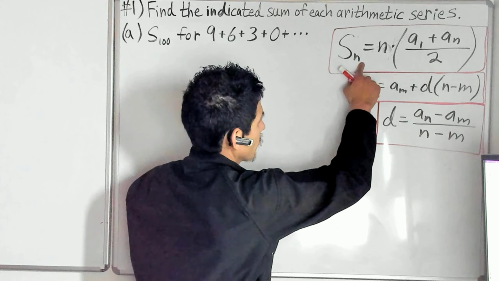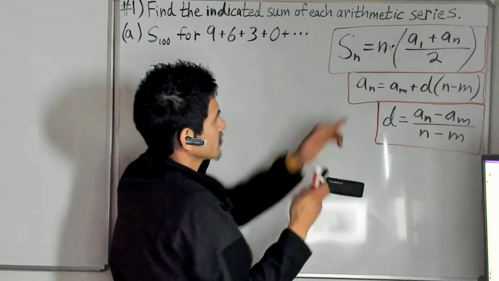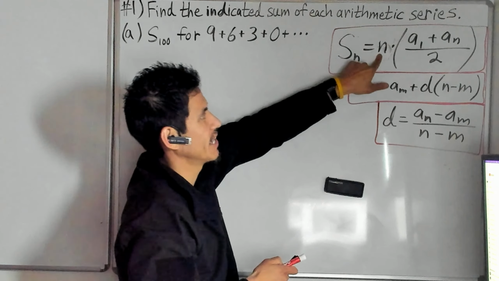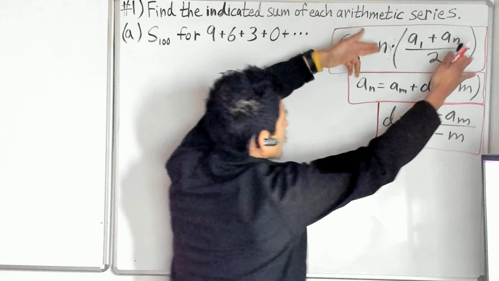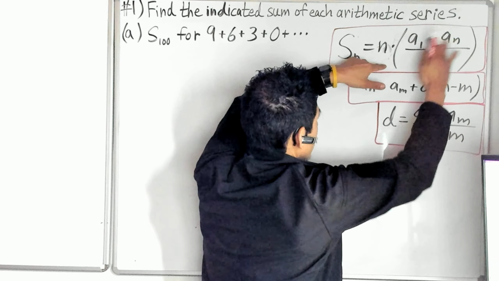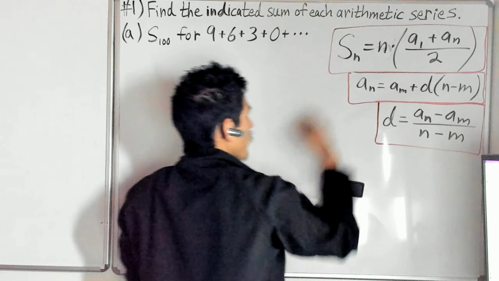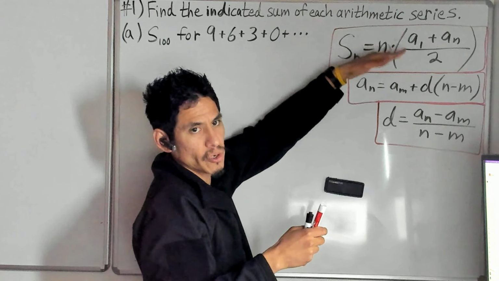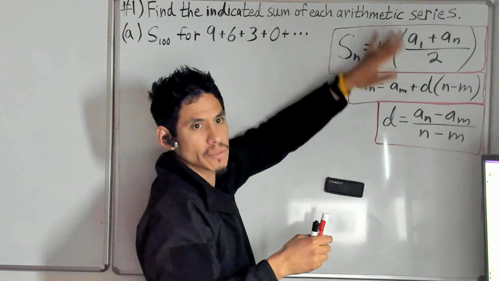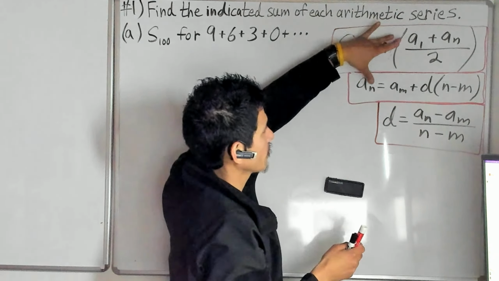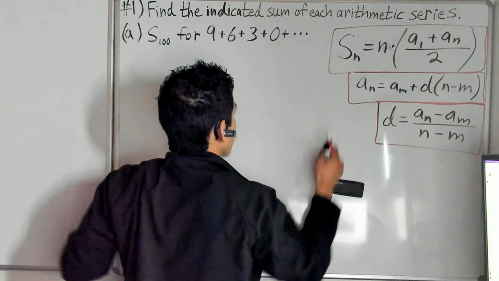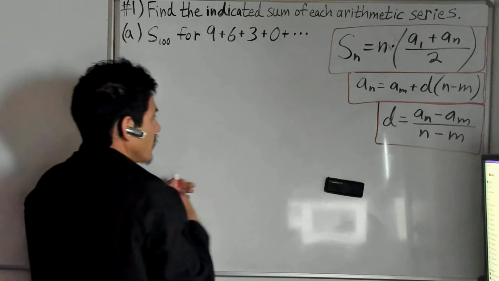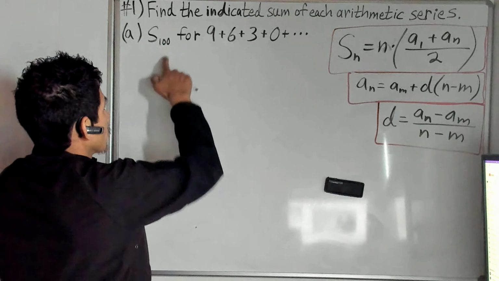So the formula for the sum of the first n terms of an arithmetic series is going to be n times the quantity of a1 plus an over 2. I'm going to go over later why this formula works. So for now, just trust me, have faith, and you'll start catching on, and you'll see how this is actually a pretty simple formula once you understand it. So let's look at the first example.